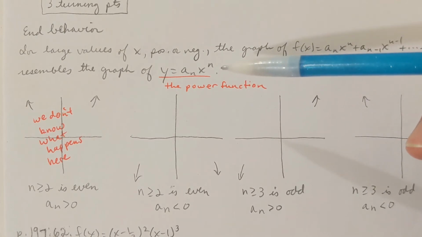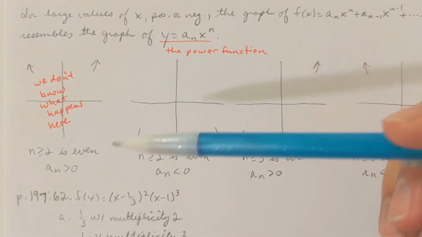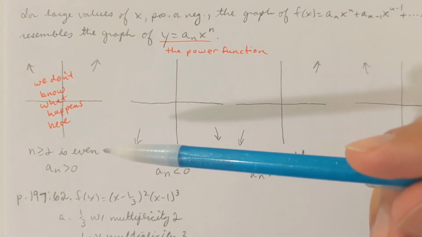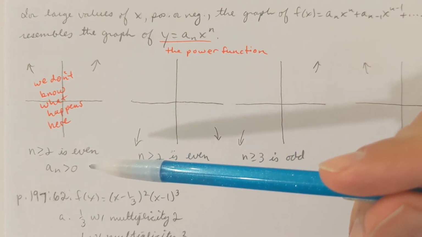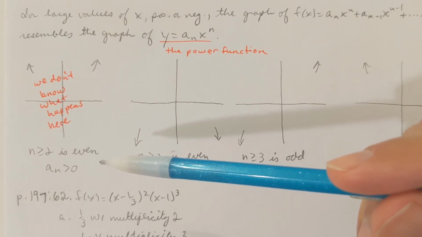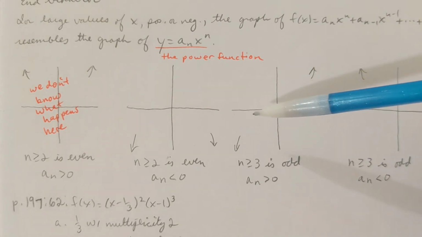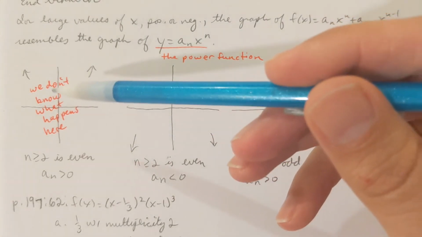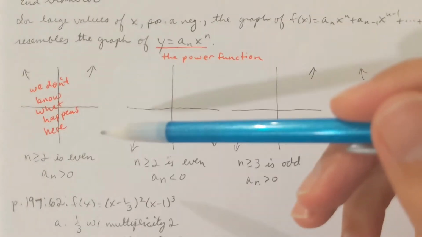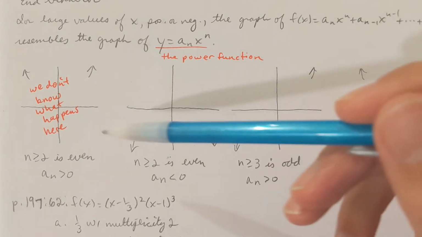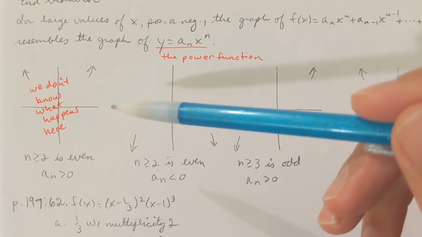Okay, so the input here, n greater than or equal to 2 is even, and a sub n is greater than 0. Well, a sub n is the number in front of x to the n, and now we don't know what happens here. Okay, it's going to be different for x squared, for x to the 4th, for x to the 6th, or whatever. But we know that on both ends the graph is going to open up.